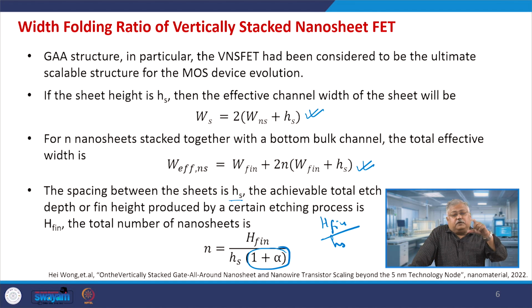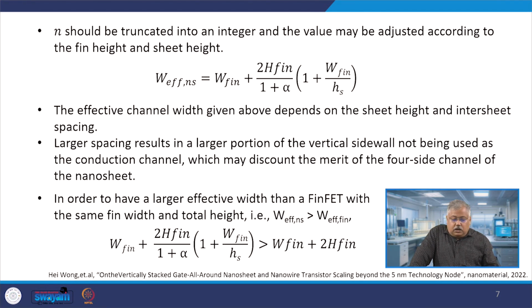If the distance between the two sheets would have been 0, then the effective value of n would be capital H fin by small hs, whereas if you have an alpha coming into the picture, which segregates the distance between the two fins in terms of pitch, then it is H fin by HS times (1 plus alpha). So, if your alpha value is large enough, you will have a reduced number n of nanosheets. Now, obviously as you can appreciate, n should be an integral value, it cannot be 1.5 or 2.5, it could be either 3 or 4 or 5 and so on and so forth.